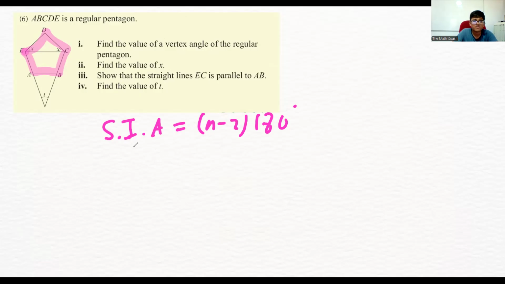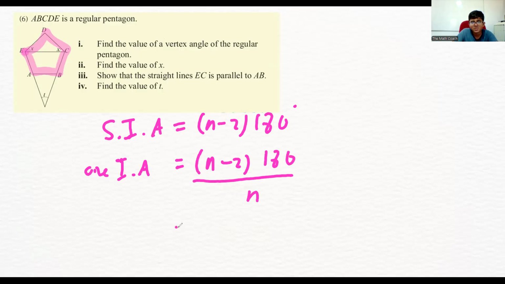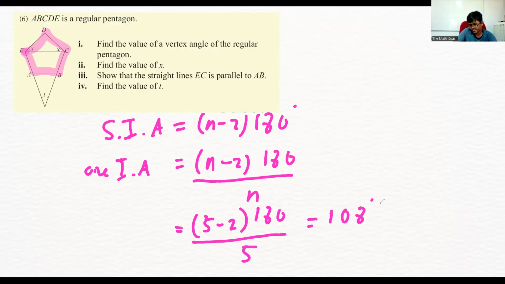So we have one interior angle equals n minus 2 times 180 divided by n. So 5 minus 2 times 180 degrees divided by 5, we have 108 degrees. Find the value of x. So how do you find x here? It's like this. I'll erase this here. We know that this angle right here is going to be 108 degrees, right?